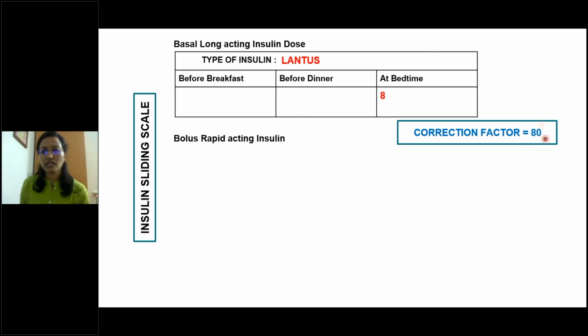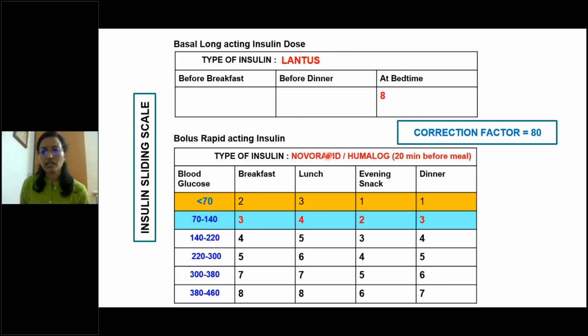My correction factor, I rounded it off just to make it easy for me. 85, I just made it 80. And for bolus rapid acting insulin, I decided to give either Novorapid or Humalog. Remind you, we need to give it 20 minutes before meal. That has to be given in the instructions.